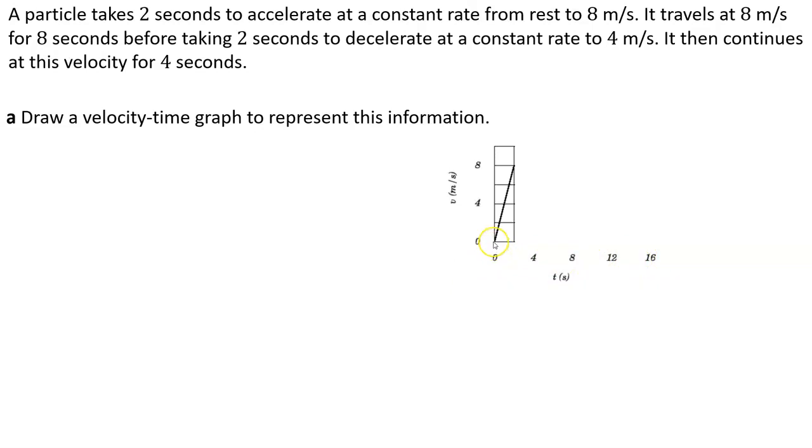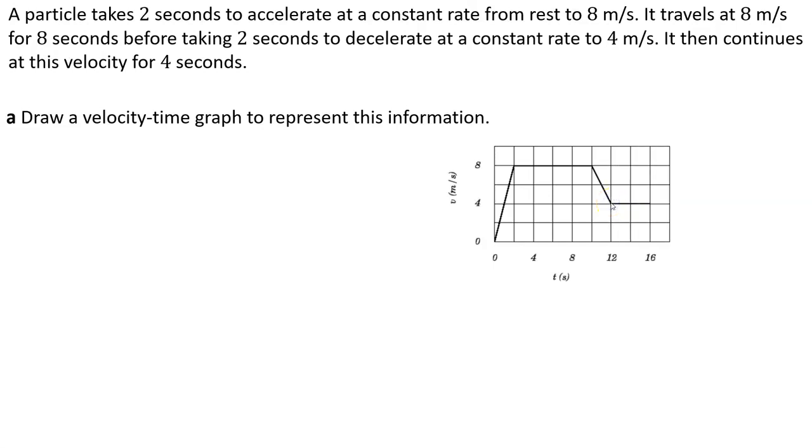For the first 2 seconds, my particle is accelerating until it gets to 8 meters per second. Then travels at a constant velocity for 8 further seconds, so that's 2 plus 8 seconds, so I'm up to 10 seconds here. Then it takes 2 seconds to decelerate to 4 meters per second, and then it continues at this velocity for 4 further seconds.